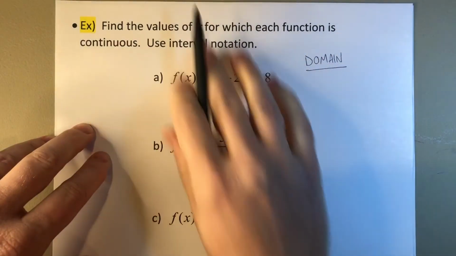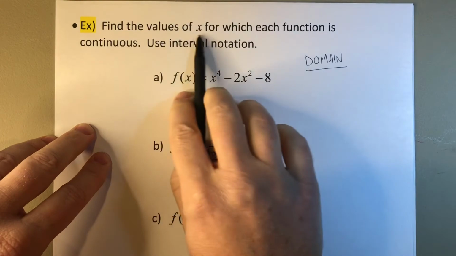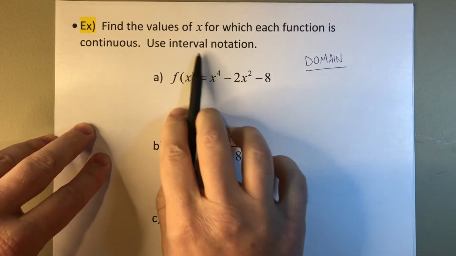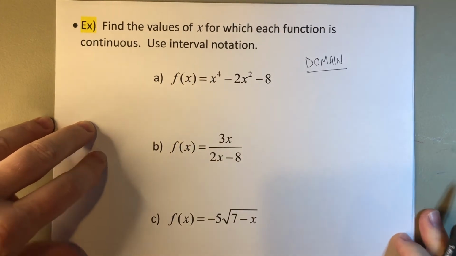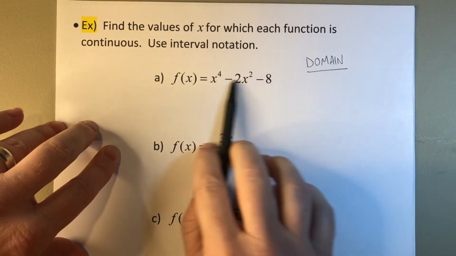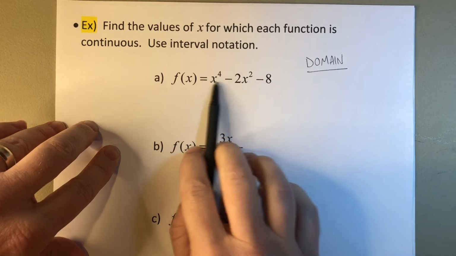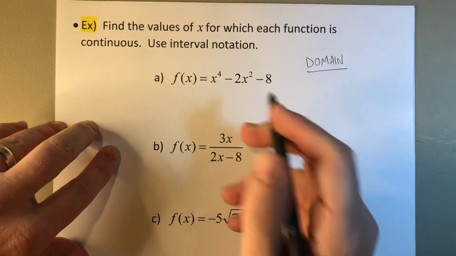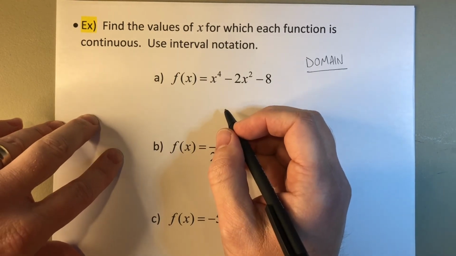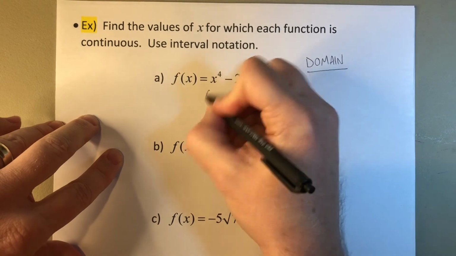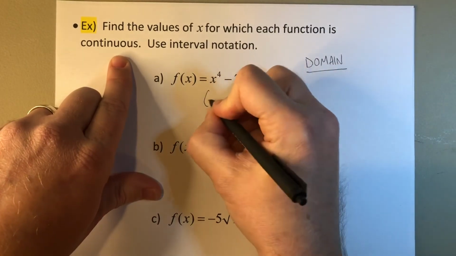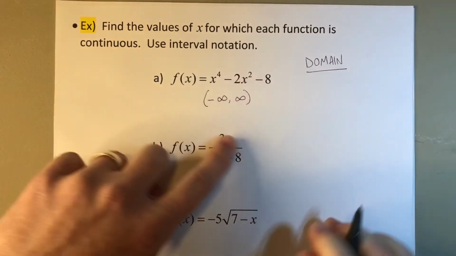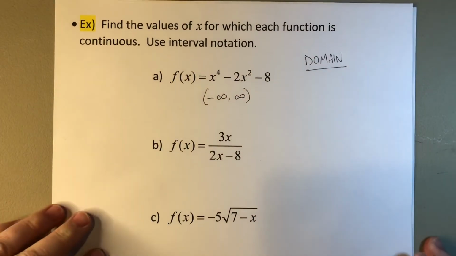So, let's finish up section 9.2. Find the values of x for which each function is continuous. Use interval notation, something else we should definitely be familiar with. Well, if you do not have any variable or variables occurring in the denominator, or if you do not have any radicals involved, then the domain here will be all real numbers. So, this function is continuous on the open interval from negative infinity to infinity. All real numbers.